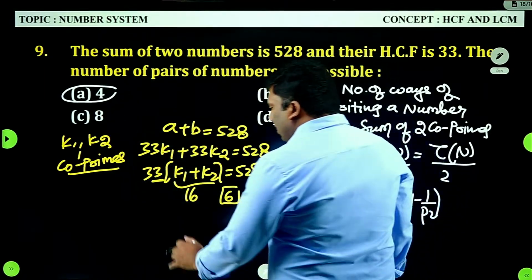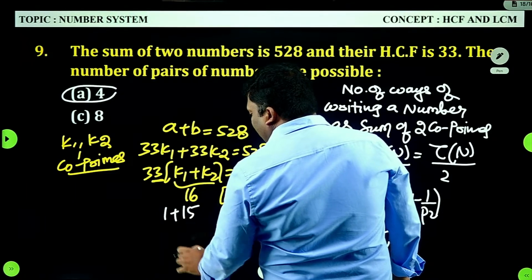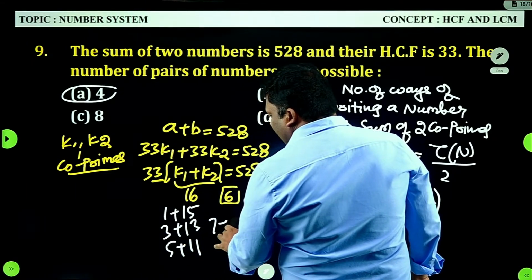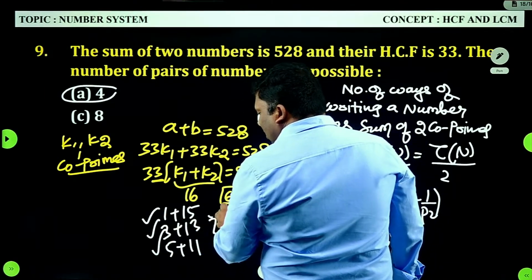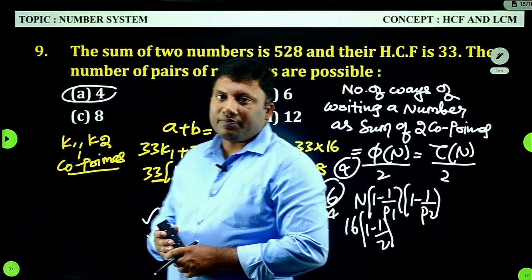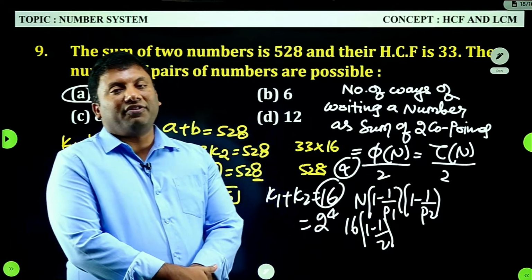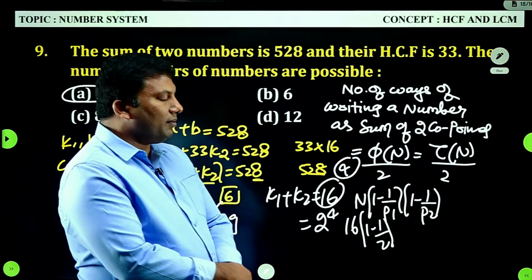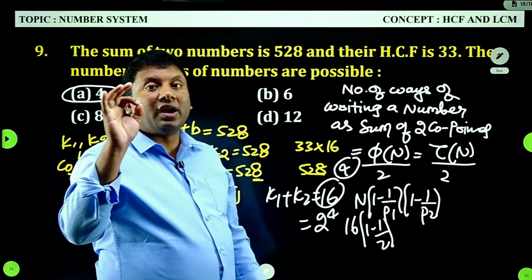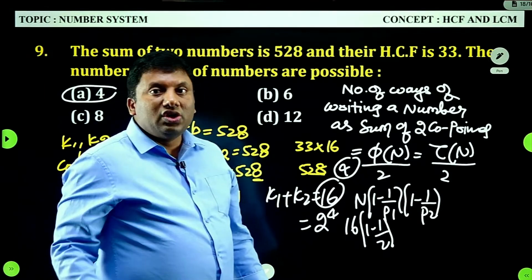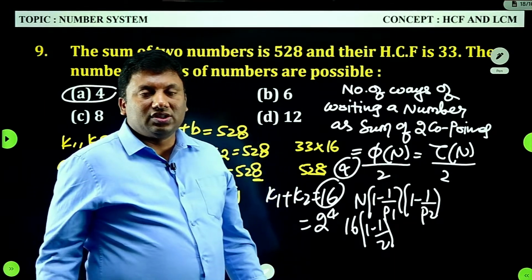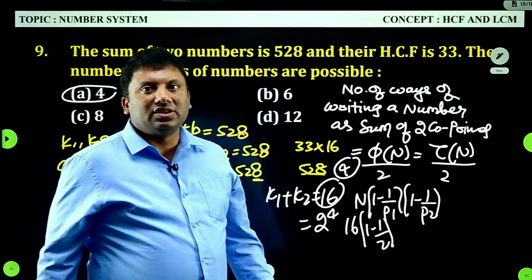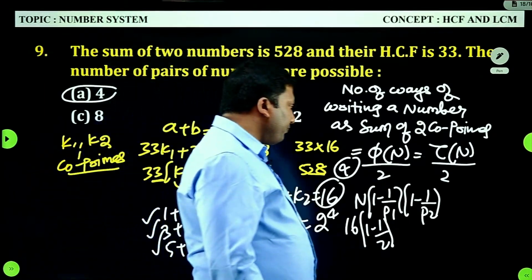Sir, what are the 4 ways? Sum of two co-primes: 1 plus 15, 3 plus 13, 5 plus 11, 7 plus 9. 1, 2, 3, 4. Instead of counting it, you can write like this. The number of ways of writing a number as a sum of two co-primes is given by the quotient function of the number divided by 2. Product of two co-primes is 1 by 2 into 2 power p. Sum of two co-primes is quotient of n by 2.